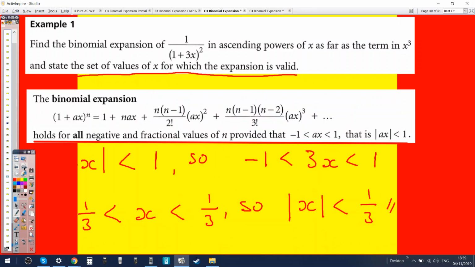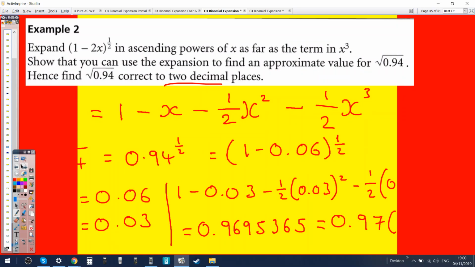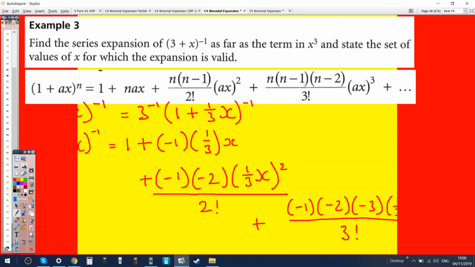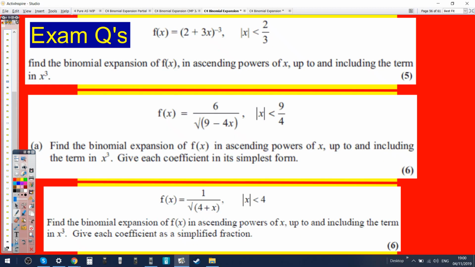0.94 is between 1 and -1, let's say. That shows that it's valid for that number. However, if it had been like the square root of 2, it could be invalid because that's outside of the range of valid values of the binomial expansion. Yeah, and so that's just a way of validating it. So that's just a small point. I mean, they're not going to give you a number that's invalid. So it might be a little one marker type of thing.